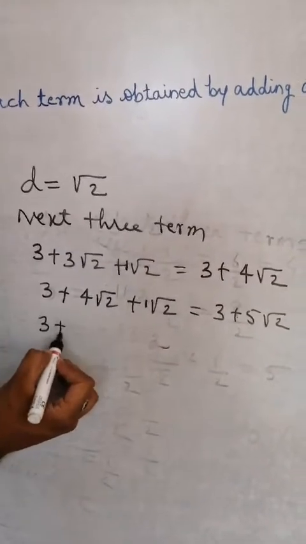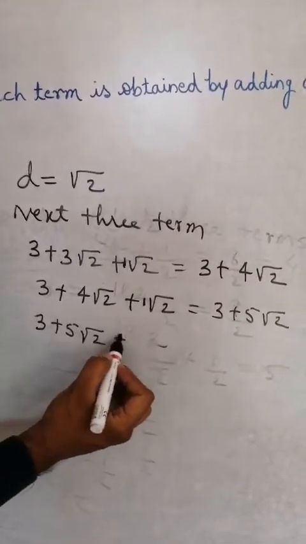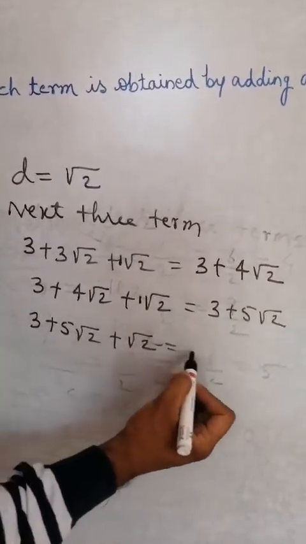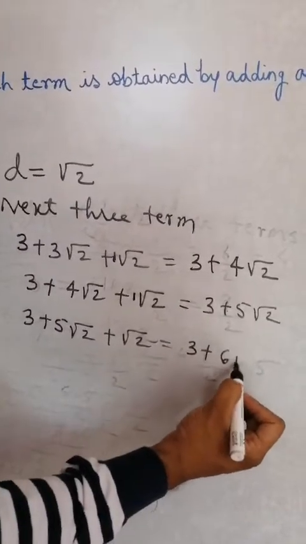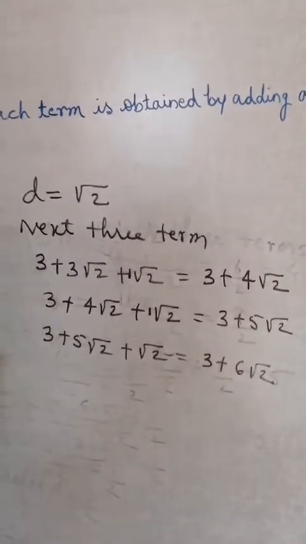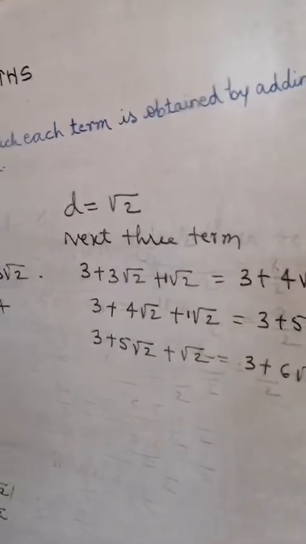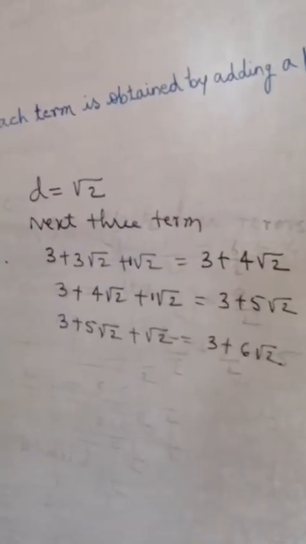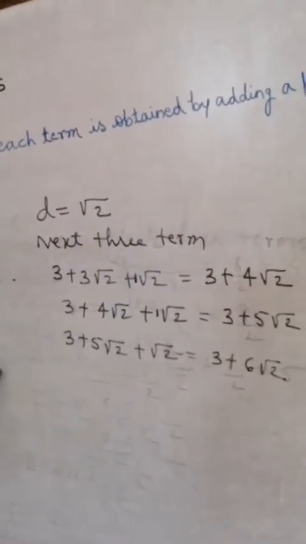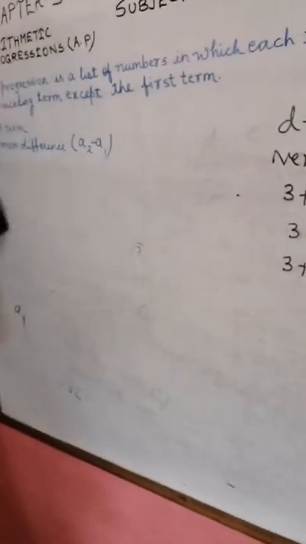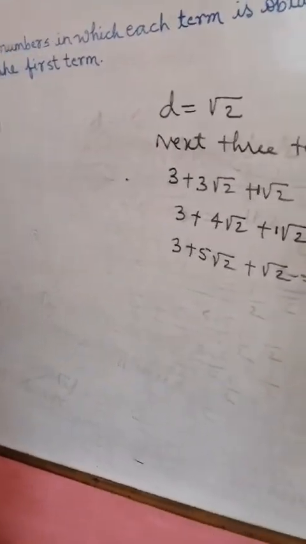Again in the next step, 3 plus 5 root 2, root 2 will add, it becomes 3 plus 6 root 2. So the next 3 numbers we got, where the common difference is root 2. Now we'll take the last question.